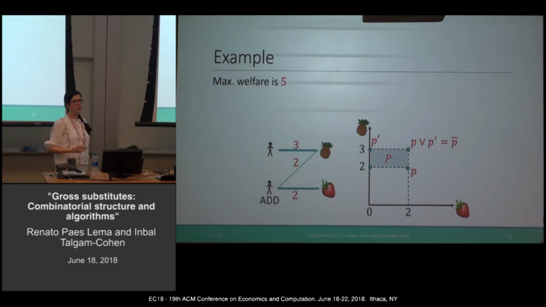So let's take a look at the equilibrium prices. On the x-axis here, I have the price for the strawberry. On the y-axis, I have the price for the pineapple. And let's start by looking at two equilibrium prices, P prime and P. So you can check that they're equilibrium prices.